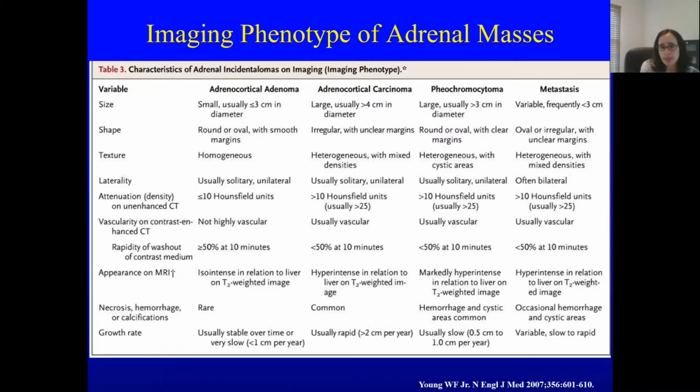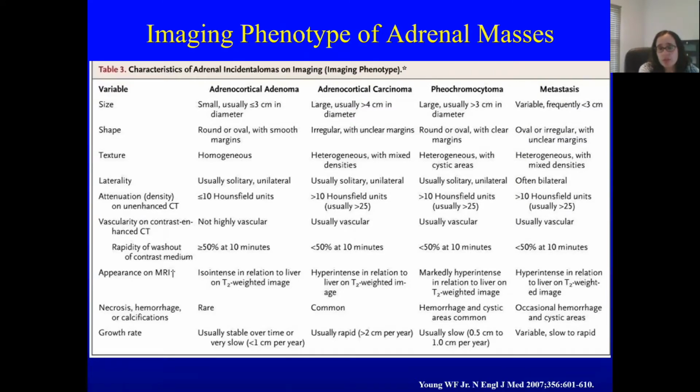When we look at adrenal cancer, again, usually large, irregular with unclear margins. They're usually heterogeneous. They're not uniform appearing. Greater than 10 Hounsfield units, usually vascular, low washout, less than 50% at 10 minutes, and they're often hyper-intense in relation to the liver. You often see areas of necrosis, and you usually see rapid growth.